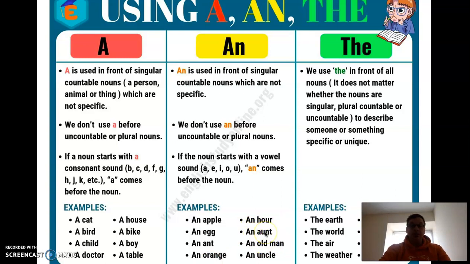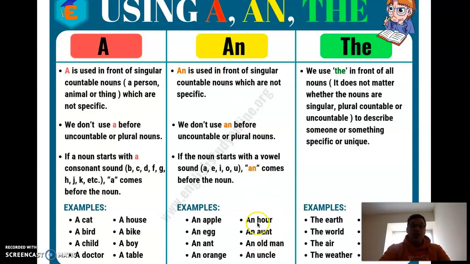an ant, right? Different from this ant. This is the insect. This is the person. An old man. Here we have the noun. But look, the noun starts with an M, a consonant. But the adjective after the article starts with an O. So whatever the word is that comes after the article determines which article we use. And last, an uncle. An uncle.